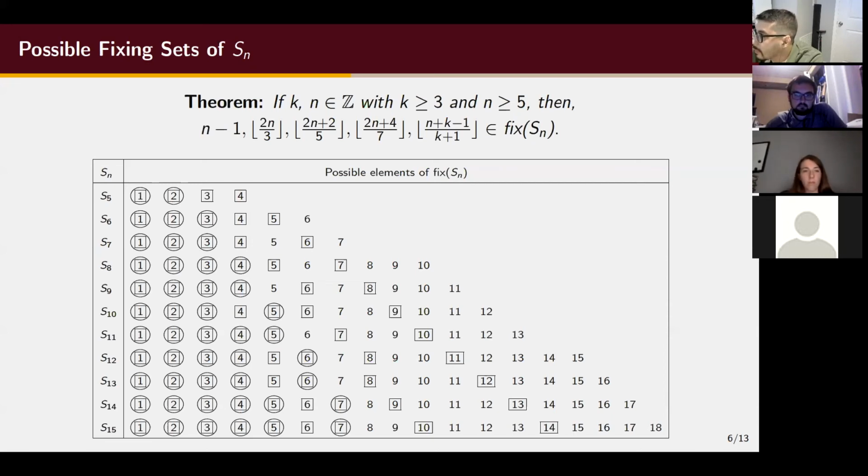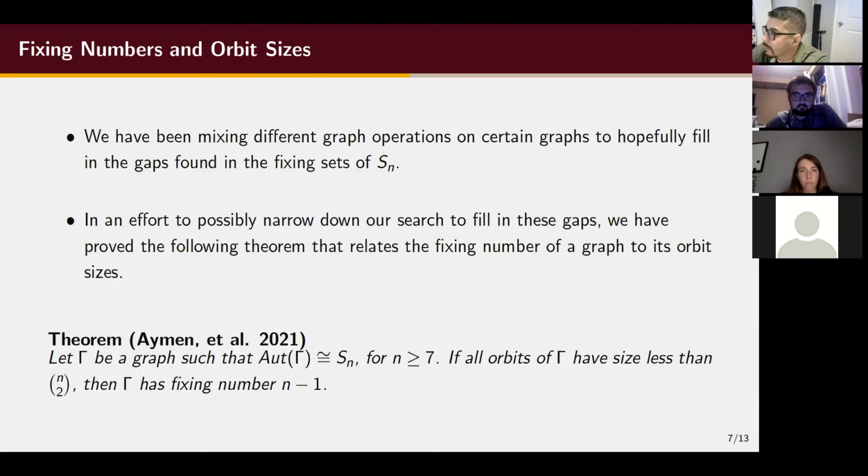This theorem above just lists all of the elements that we know for sure will be in the fixing set of S_n, as long as n is greater than or equal to 5. And again, we know this from studying those graph operations. So we've been mixing different graph operations on certain graphs to hopefully fill in the gaps that we find in the fixing sets of S_n.